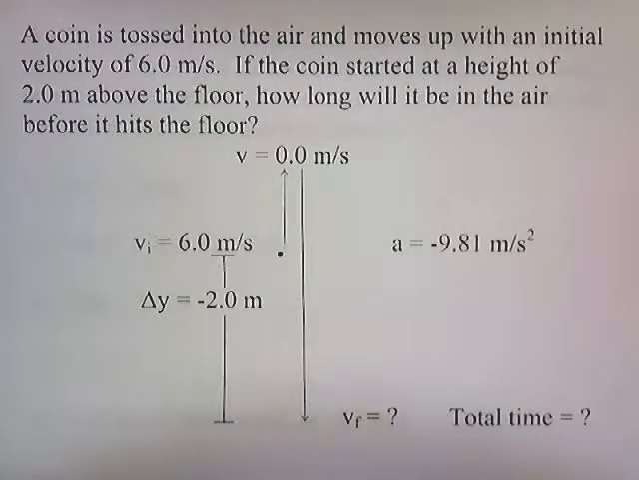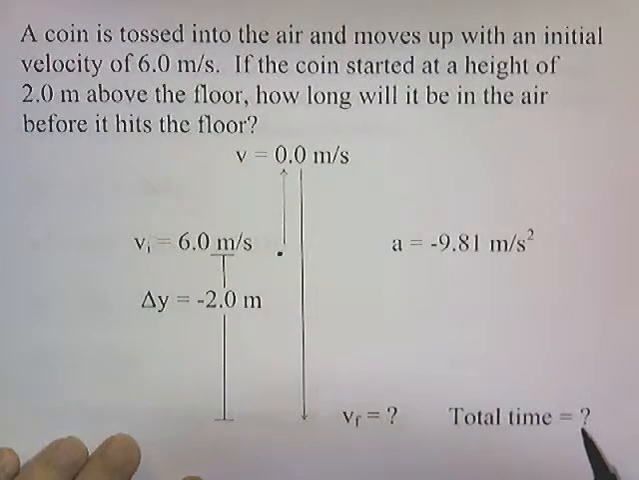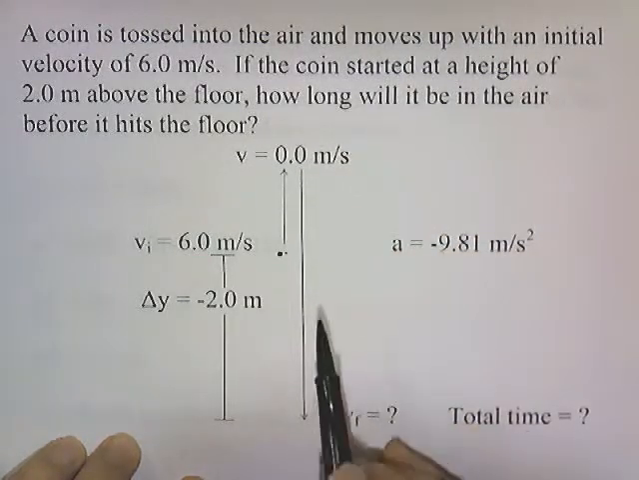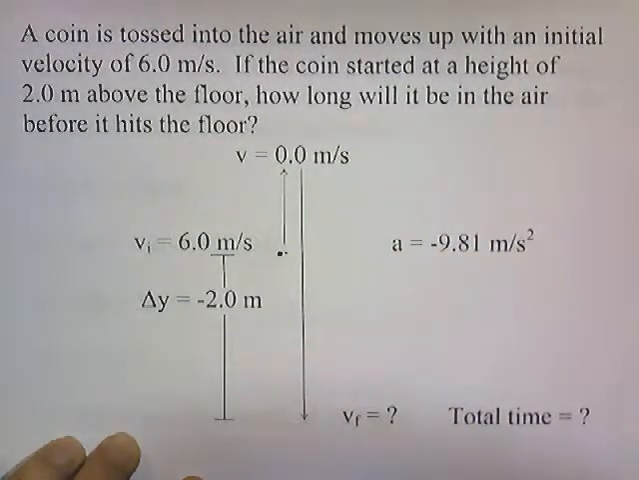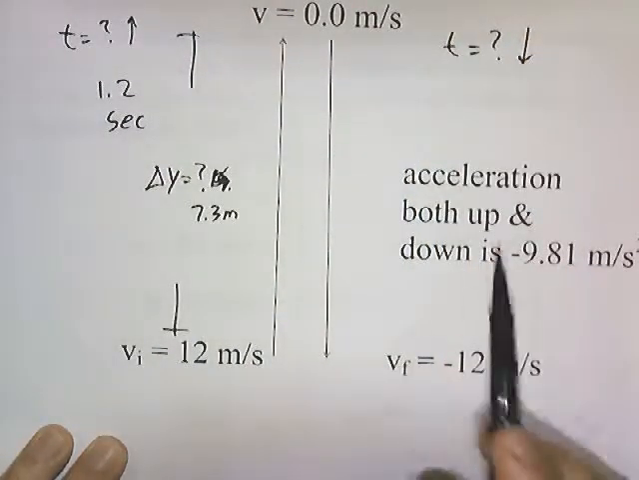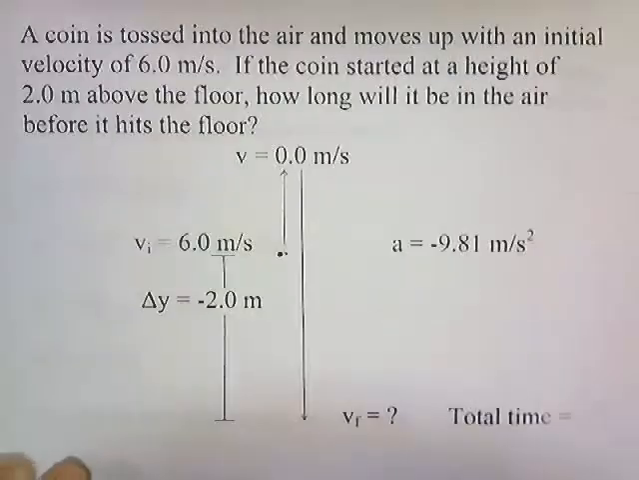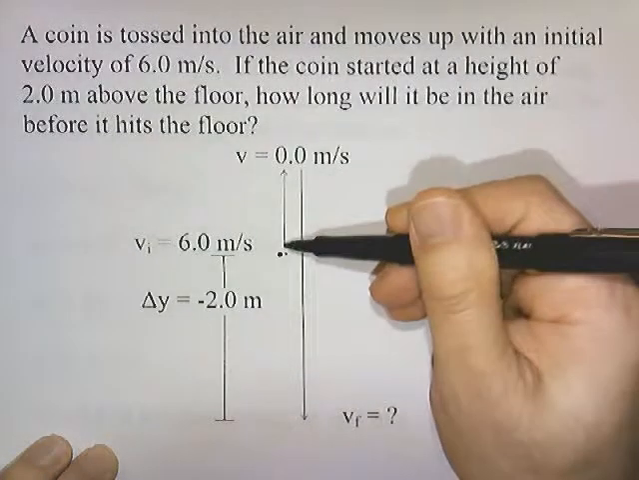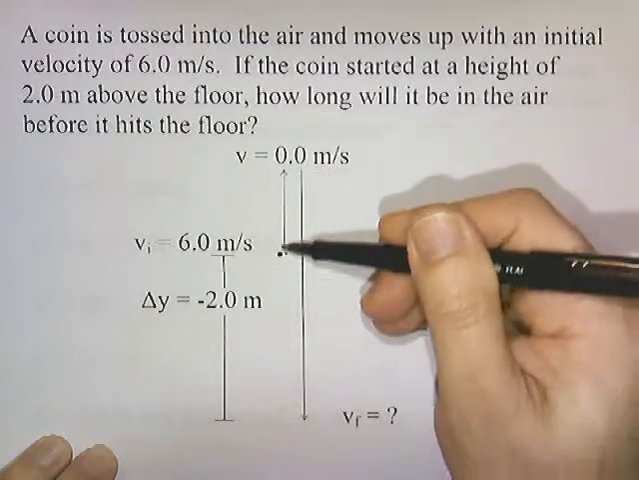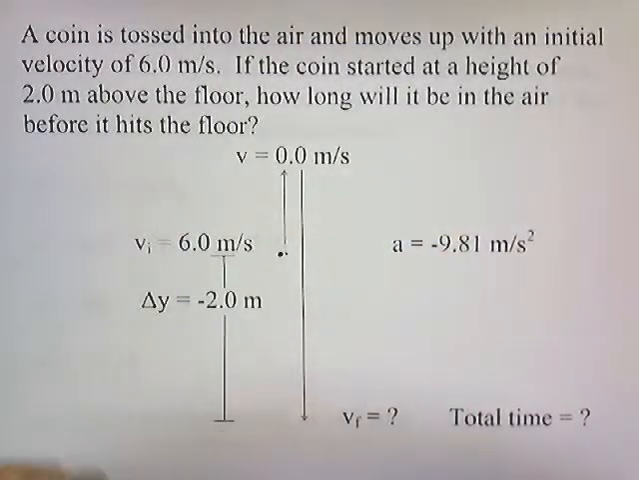So what we want to know is the total time it's in the air. How long does it take for it to go up and down? Now this one, you can't solve the way we did the last one, because that one went up and down equal distances, which allowed us to multiply by 2. These are not equal distances, so we can't figure out the time going up and multiply it by 2. This is a shorter distance than that one, so we have to use another method.